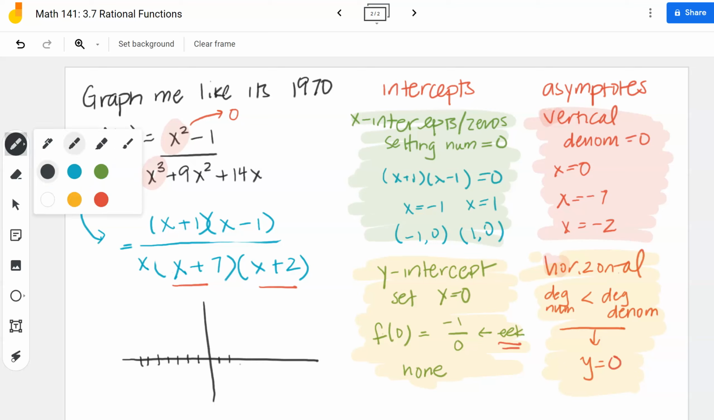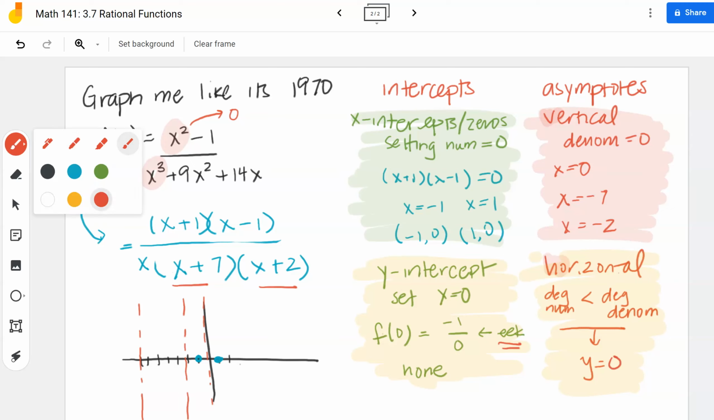So our graph, we know we have zeros. I'll go ahead and start with those. Our x-intercepts at -1 and 1. We know that we don't have a y-intercept. That's where we had one of our 3 vertical asymptotes. We got one here. We got one over at -7. And we got one at -2. So those are all of our asymptotes.